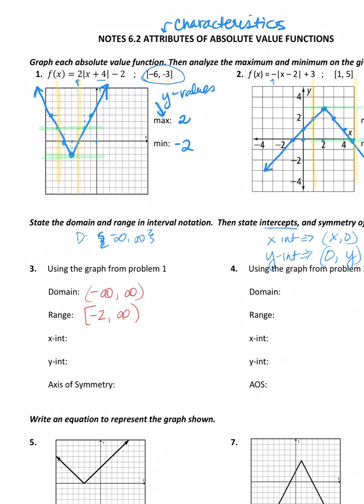Now, the x-intercepts, notice that if I look at my graph, it crosses the x-axis in 2 locations, right? So that means I'm going to have 2 x-intercepts. So I need to list those as points, ordered pairs. So I'm going to say -3, 0, and -5, 0. Y-intercept, where is it crossing the y-axis? Well, that's crossing up here. Oh, right here, sorry.